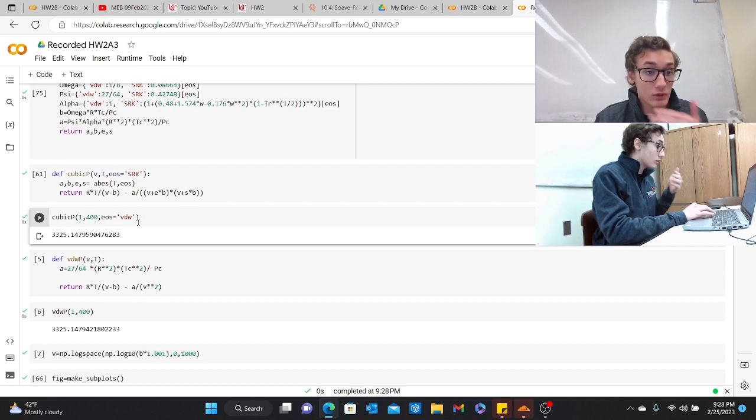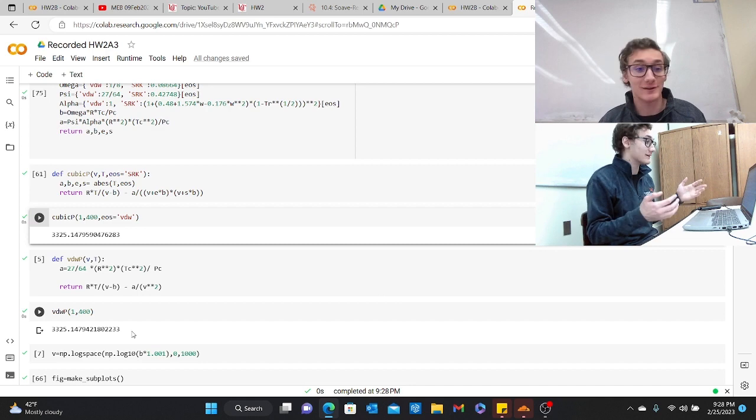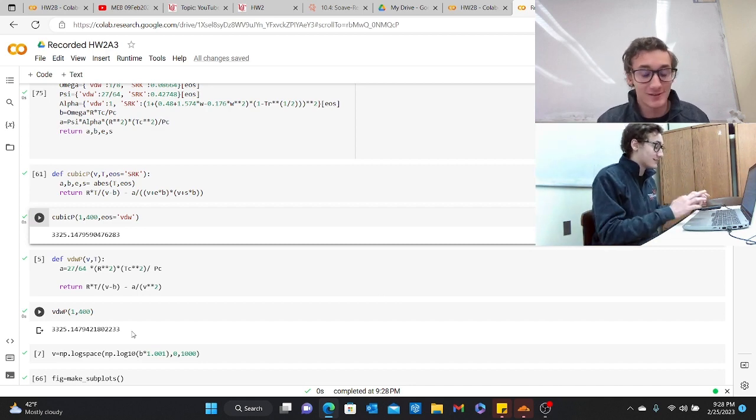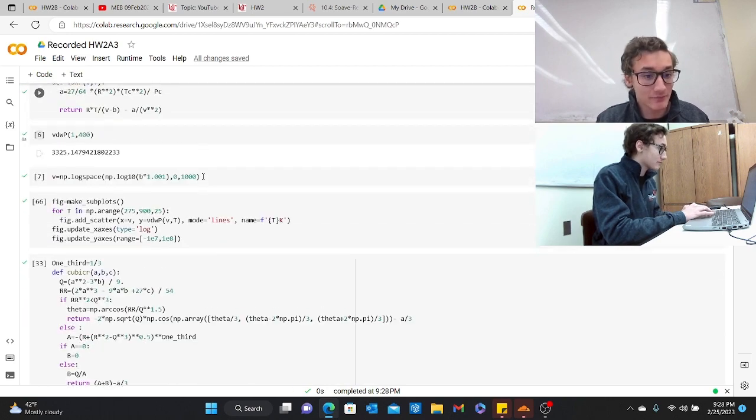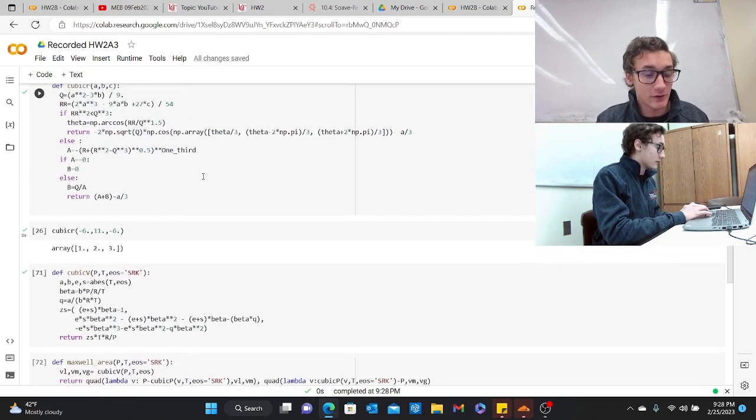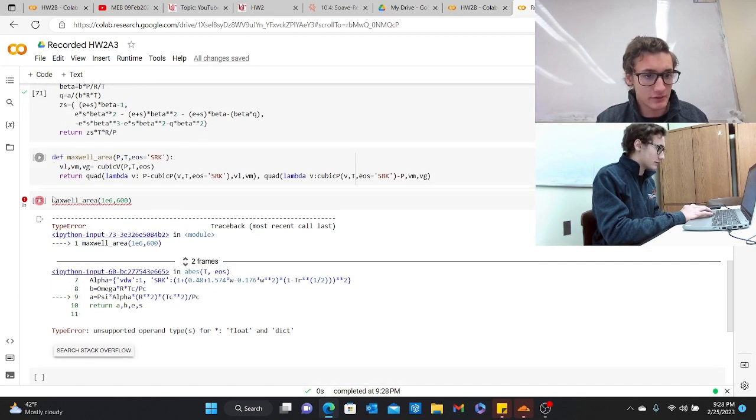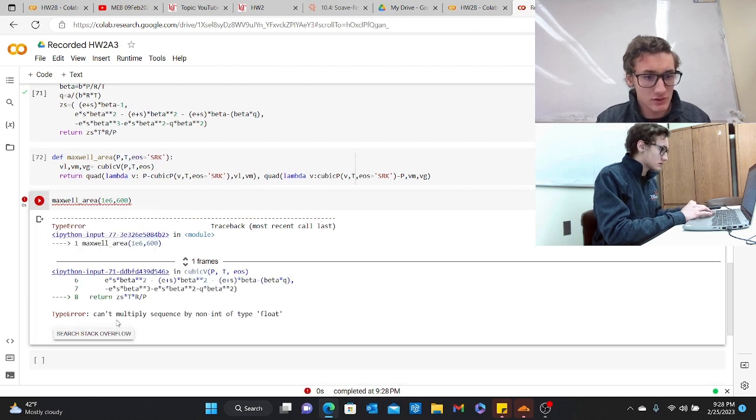Okay, whoa, that's good. Look, it's the exact same, so we don't have to do theoretical anymore. This is like a Christmas miracle. So that's good, and from here, it works. Now let's see what the issue is. So we can't multiply sequence by non-iterable type of float.